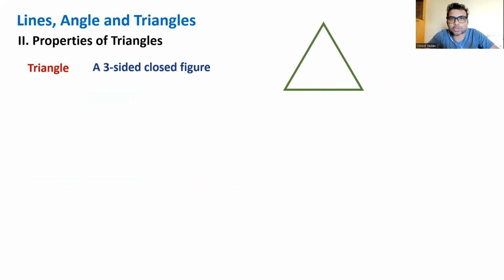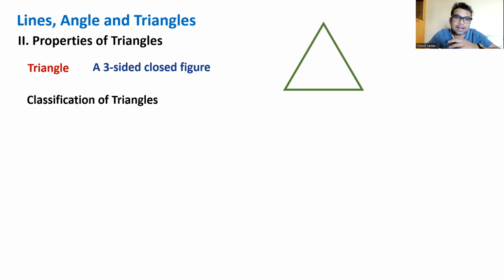To have a closed figure logically, friends, you need a minimum of 3 sides. If I generalize this, an n-sided closed figure is called a polygon, where n should be minimum 3. So we are learning the 3-sided polygon, which is called a triangle.